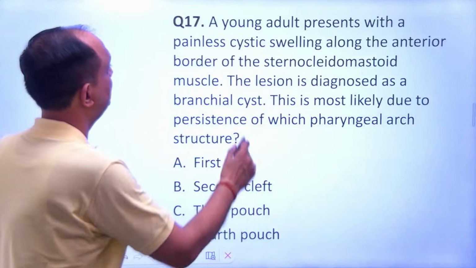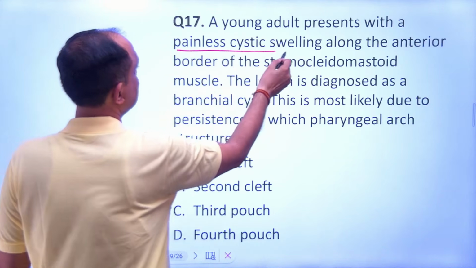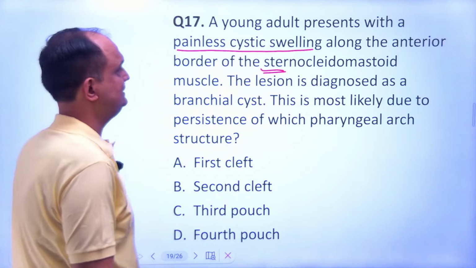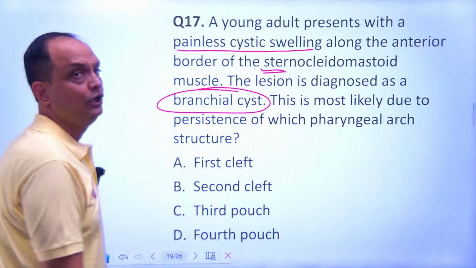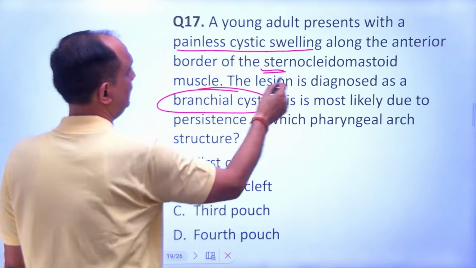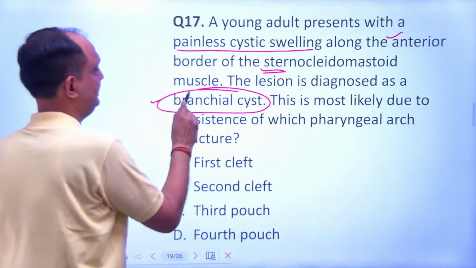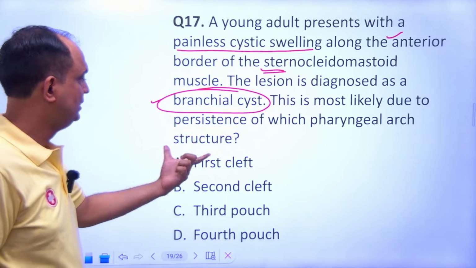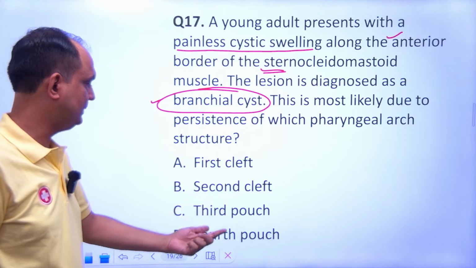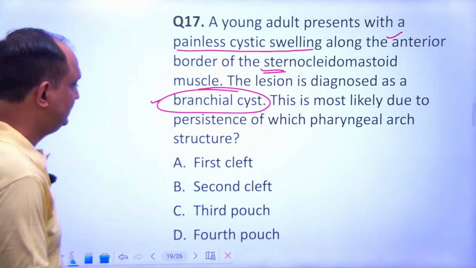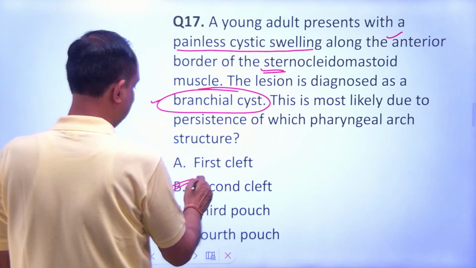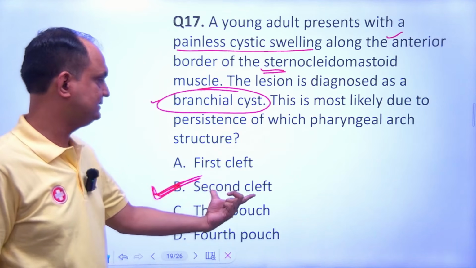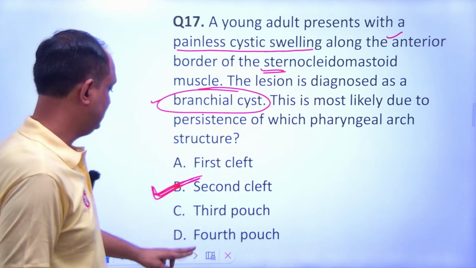Next question, a young adult presents with painless cystic swelling along the anterior border of sternocleidomastoid. The lesion is diagnosed as a branchial cyst. So there are two important key features, along the anterior border and it is a branchial cyst. This is most likely due to persistence of which pharyngeal arch structure? First cleft, second cleft, third pouch, second pouch. So dear students, when there is a formation of the second arch, it will persist downward as a cervical sinus, and sometimes its cleft will persist as a branchial cyst.